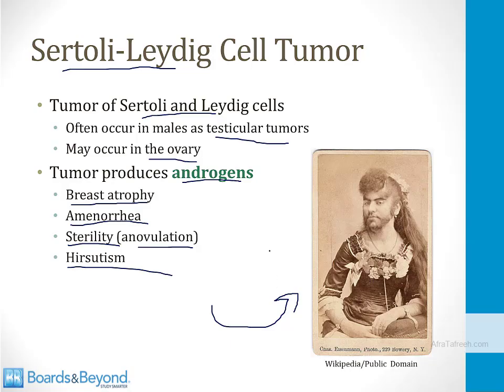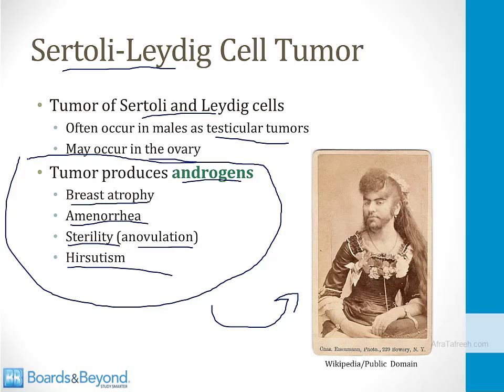So these are very rare tumors, but what you want to know for Step 1 of your boards is that if you see a case of a female who develops androgen-related symptoms like these shown on the screen here and a pelvic mass, you need to understand that that mass must be producing androgens, and one of the types of mass that does this is a Sertoli-Leydig cell tumor, which can rarely occur in the ovaries.